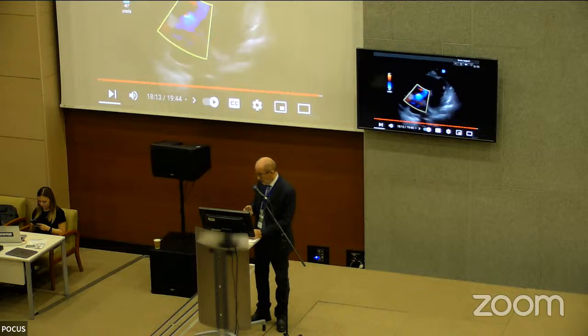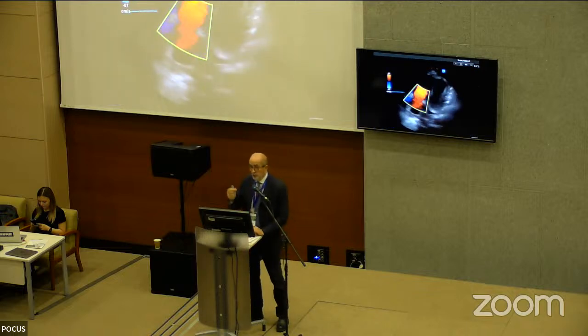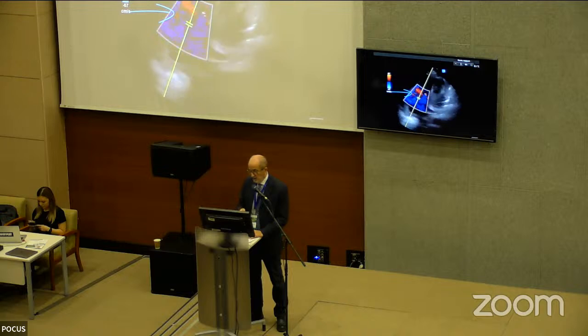This is a case of mild tricuspid regurgitation. There is some blue flow in systole going from the right ventricle to the right atrium.